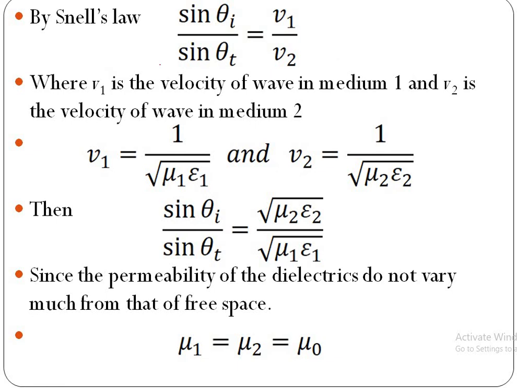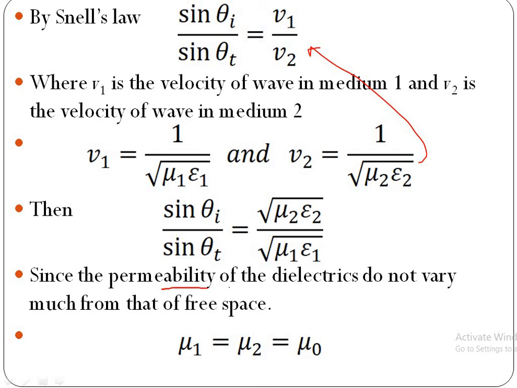From Snell's law, sin theta I by sin theta t is equal to V1 by V2. Here this is the angle of incidence, this is the angle of refraction. This is the velocity of the wave in medium 1, the velocity of the wave in medium 2. These are given by V1 is equal to 1 by square root of mu1 epsilon 1 and V2 is equal to 1 by square root of mu2 epsilon 2. Substitute this in this equation, then sin theta I by sin theta t is equal to square root of mu2 epsilon 2 by square root of mu1 epsilon 1.